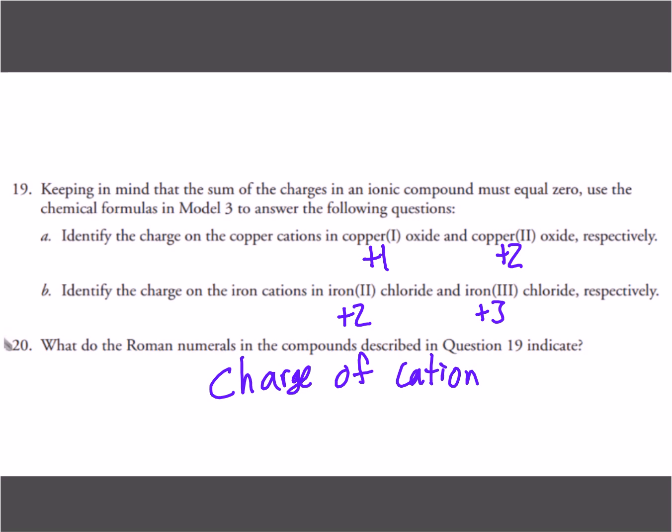Notice. Hopefully, guys, you can start to see. Every time we have a transition element, we're going to have a Roman numeral. Okay, that's something we will talk about when we get our rules written down in our notes. But they're going to have a Roman numeral every time because they transition. They change their charges based on what they're bonded to. Okay, the last piece here.